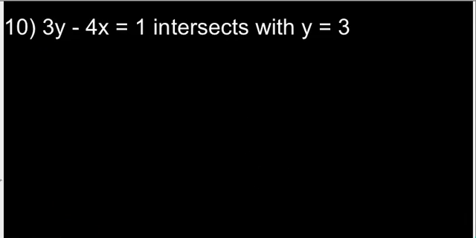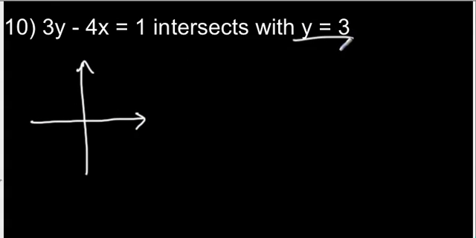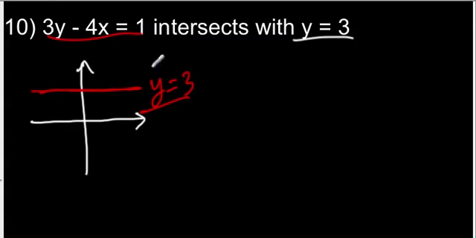Okay, let's go to number 10. So same deal here, right? So we have our x-axis, y-axis here. Now y equals 3. Remember, whenever y equals something, that's just a horizontal line. So what that means is it's this line right here. y equals 3. So that's the horizontal line. Once again, we just have our first equation, here's our second equation.